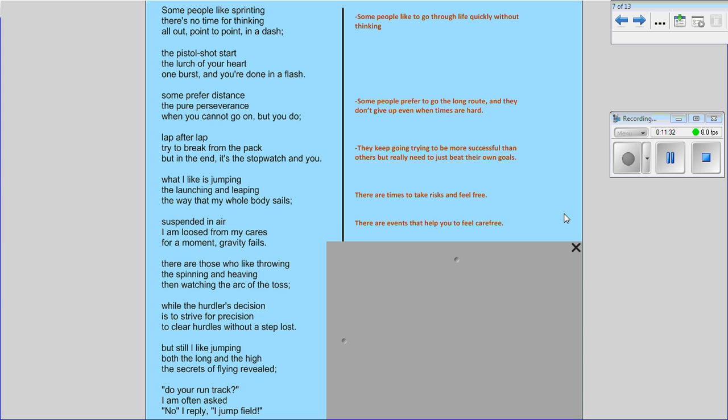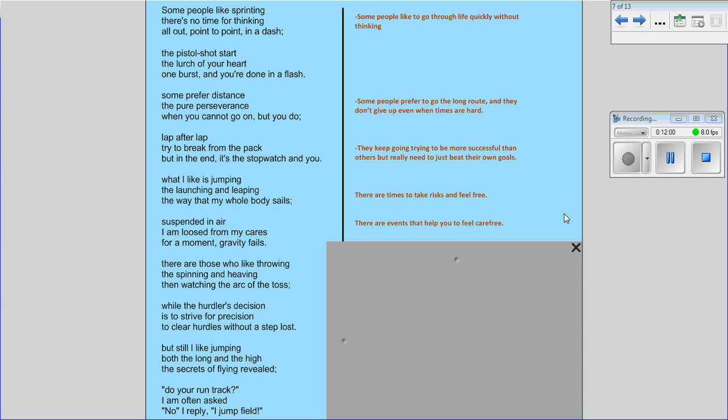Our next stanza: there are those who like throwing, the spinning and heaving, then watching the arc of the toss. So based on what we've already talked about in regards to how people go through different ways in life, some people quickly go through events or adventures, and other people take their time and persevere through it. It's important to make sure that you are doing your personal best. It's important how you find the things that you enjoy.